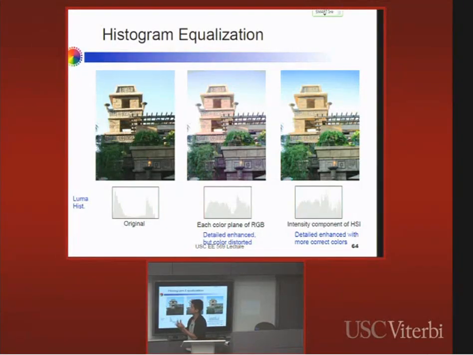This is because you changed the RGB channels separately, and some of the colors might be mapped to something else. Whereas in HSI, if you don't touch H, if you don't touch saturation, the color will still stay the same. So this is an example of why you need to change to HSI and not just directly process it in RGB.